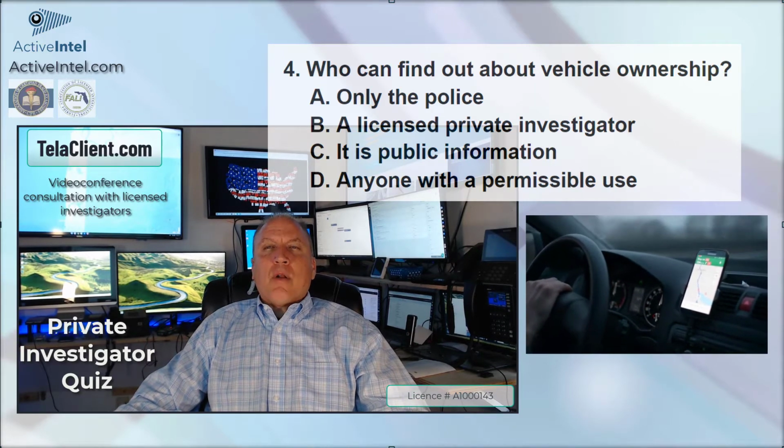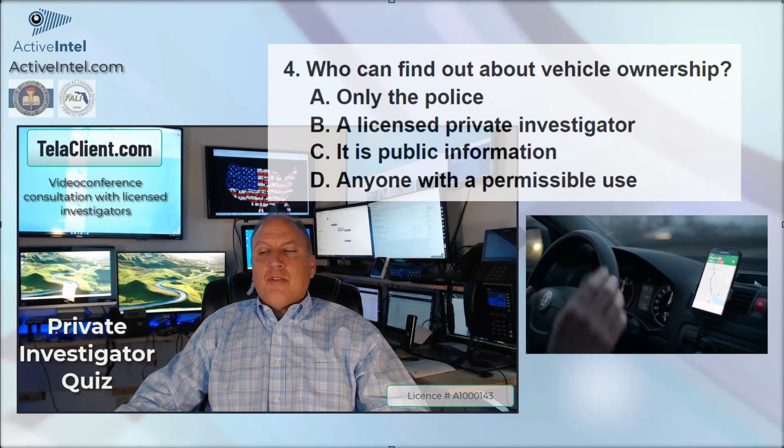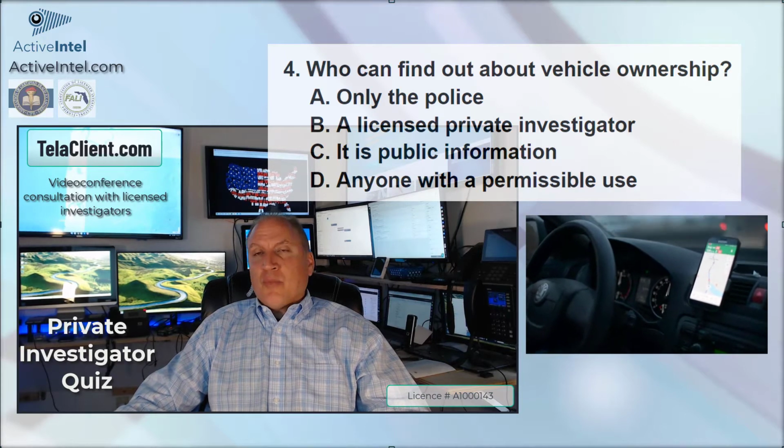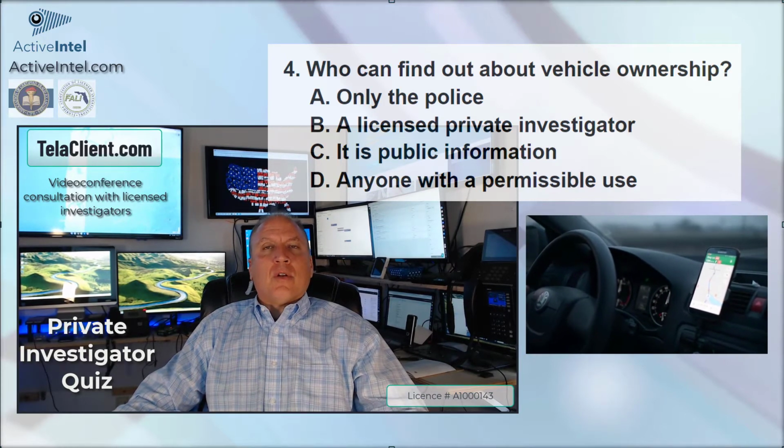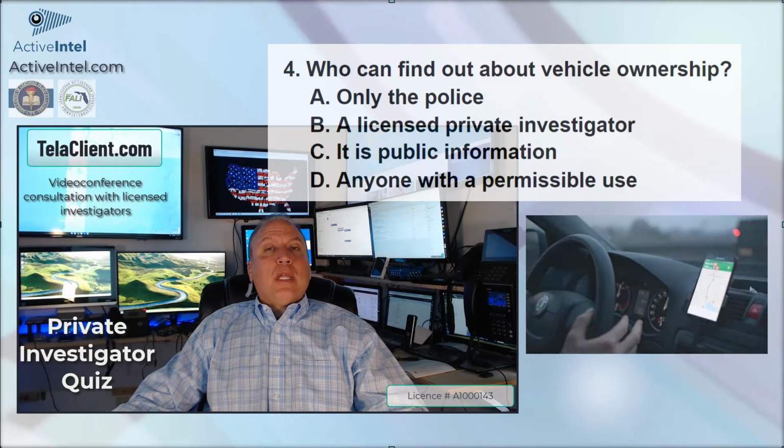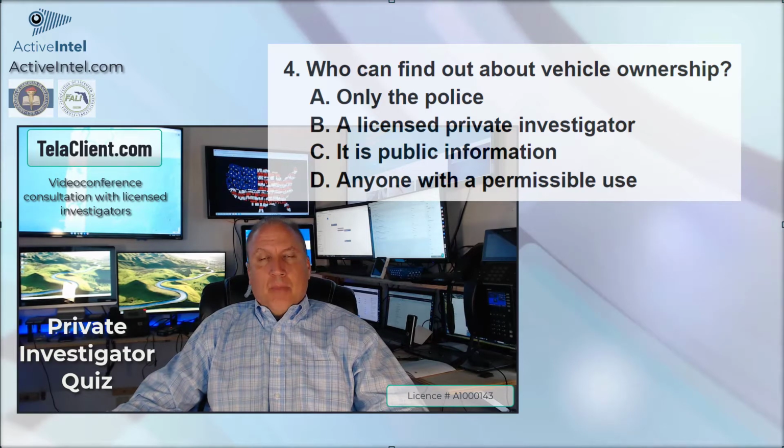Who can find out about vehicle ownership? How can you find out the owner of a vehicle using the license plate or VIN number? Who can find out about vehicle ownership? A, only the police. B, a licensed private investigator. C, it is public information. D, anyone with a permissible use.